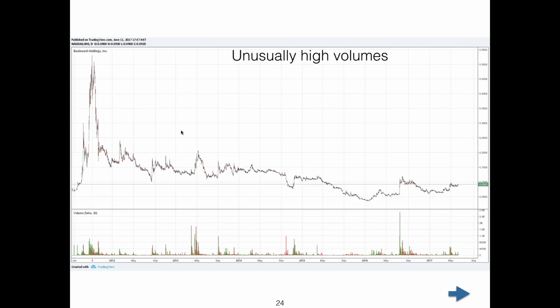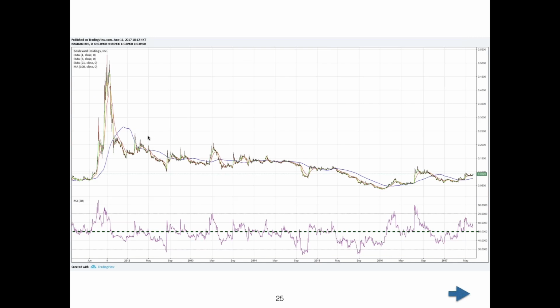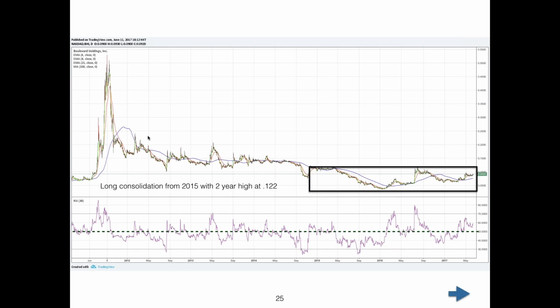Now here's another security. We have BHI, or Boulevard Holdings Incorporated. It is another name that had shown huge spikes in volume during its consolidation. Most notable was this 2.7 billion shares traded in July 2016. Now prices consolidated between 122 high and 036 low from 2015.